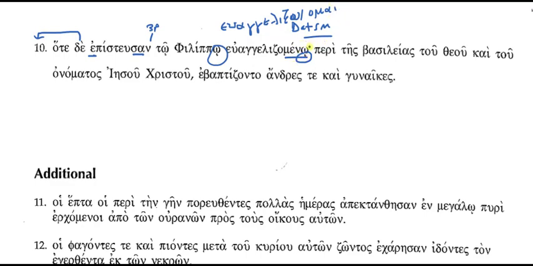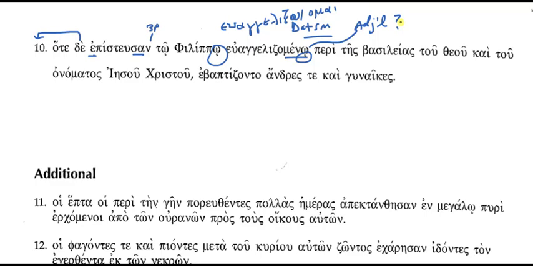Okay, so we have one vote for adjectival. What's it modifying if it's adjectival? Philip, all right. Now, is Philip articular? Yes. If this is an attributive adjectival function, then it should be in an attributive position. Is this an attributive position?